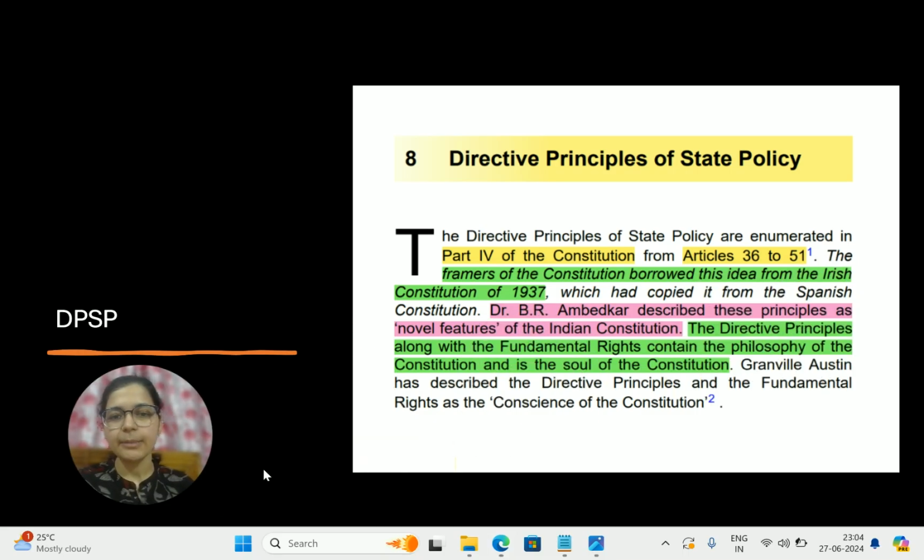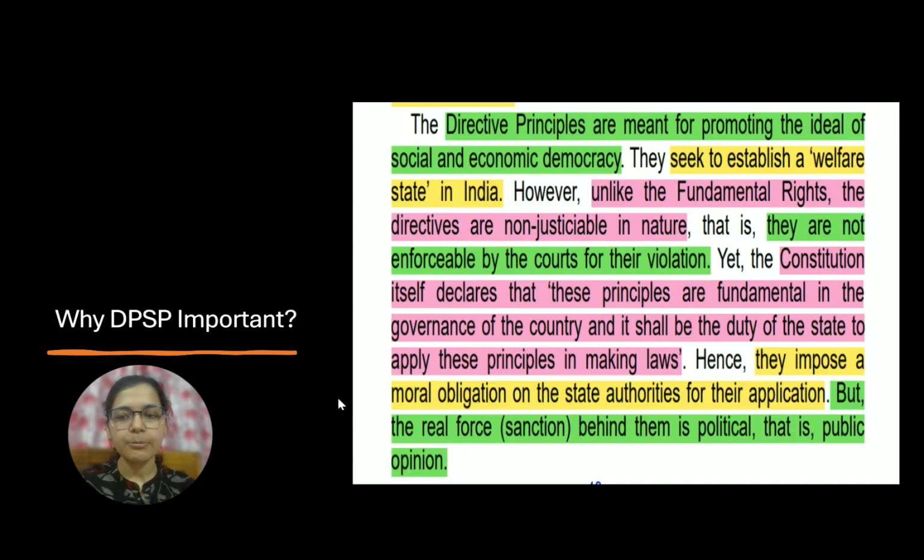What is DPSP? DPSP are mentioned in Part 4 of the Constitution and start from Article 36 to 51, and this idea is borrowed from the Irish Constitution of 1937. DPSP are considered to be a novel feature of the Indian Constitution by Dr. B.R. Ambedkar. DPSP, along with fundamental rights, contain the philosophy of the Constitution and are also considered the soul of the Constitution.